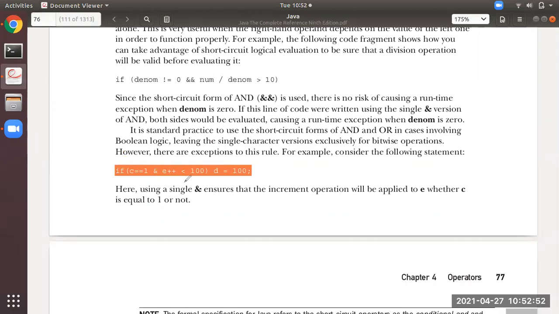So this explains that if you use a single AND operator, no matter whether the first expression is false or true, it is going to evaluate the next expression also. Suppose you use double AND, what will happen? If the first expression is true, then only it will come here to evaluate the next expression. I hope you all have understood this.